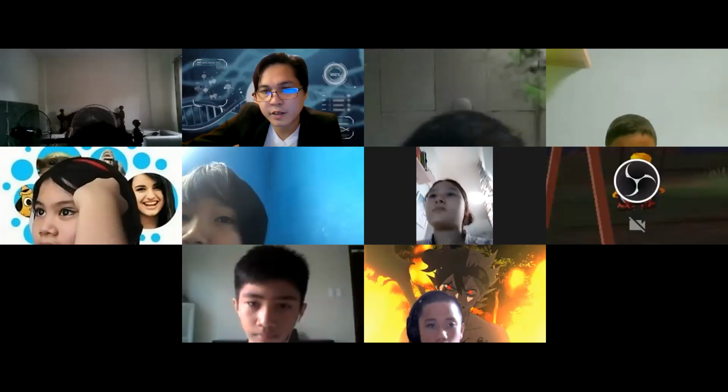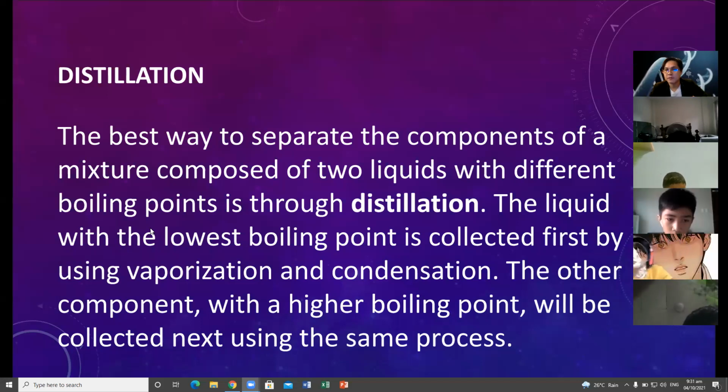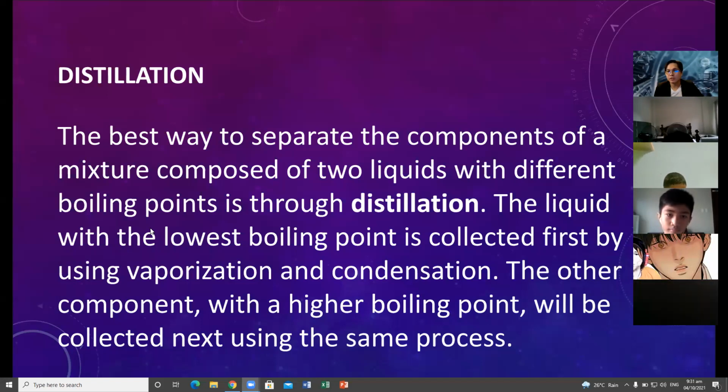Let me share my screen again. In the process of distillation, like for instance, the creation of your distilled wines, your drinks, this is how they create your drinks. And even your lambanog. Are you familiar with the lambanog? Lambanog originated in the Philippines. They use distillation in the process to separate alcohol and water in the mixture of alcohol and water.